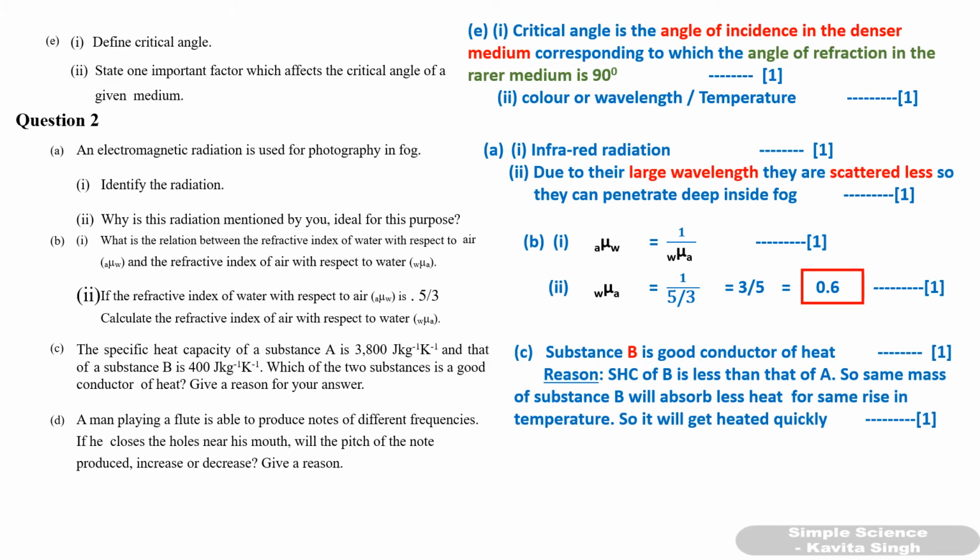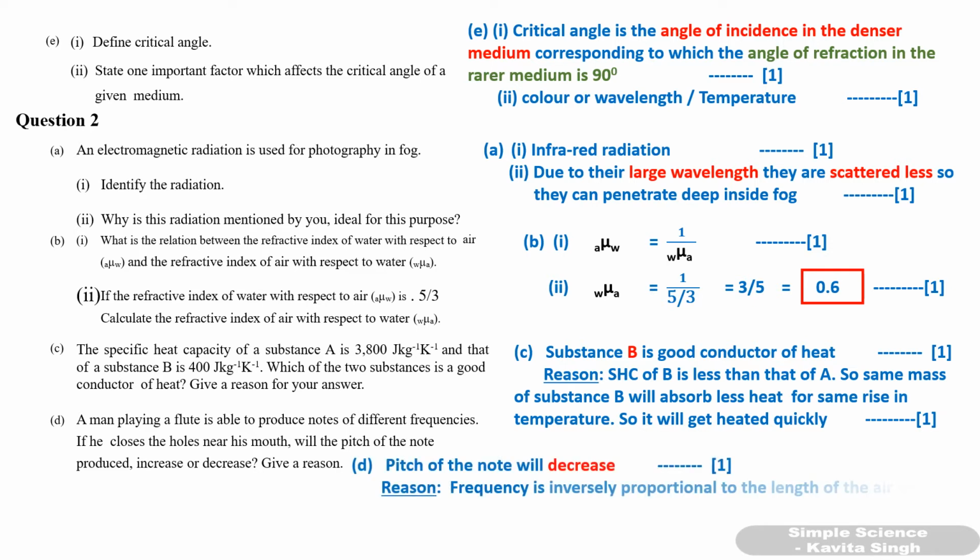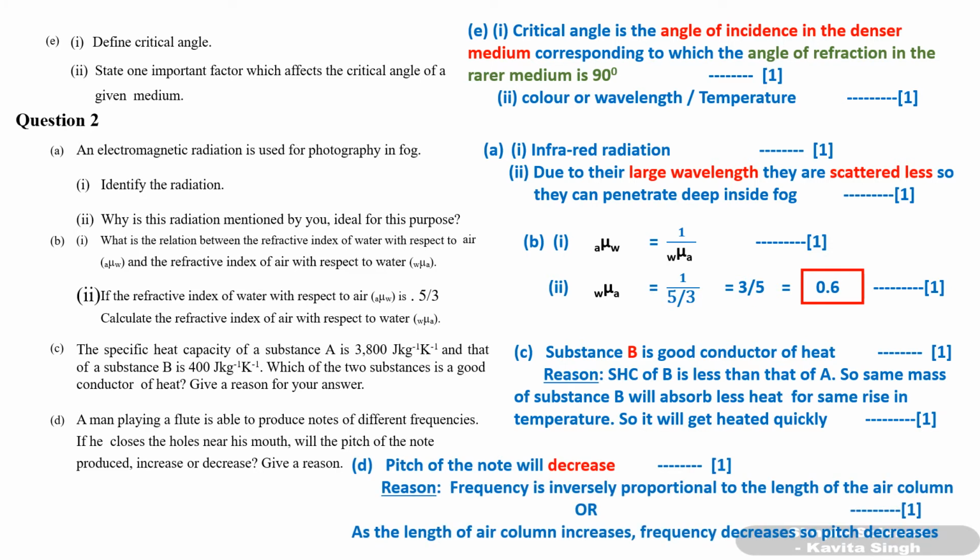The reason is specific heat capacity of B is less than that of A. So for same mass, substance B will absorb less heat for the same rise in temperature. So it will get heated quickly. So that is why it is a good conductor. Now next question. Answer is already displayed.